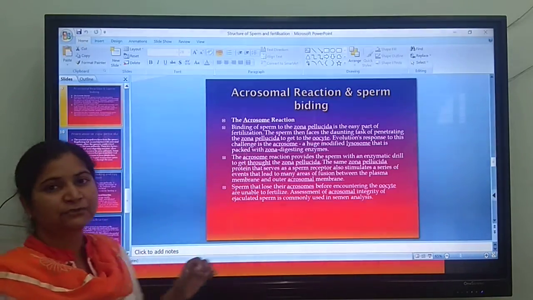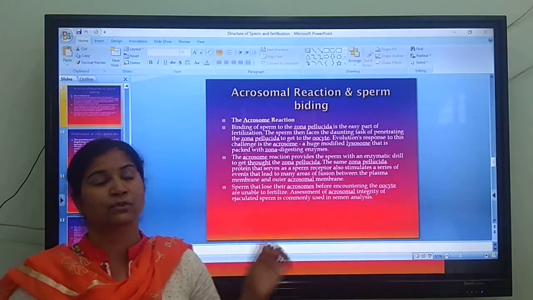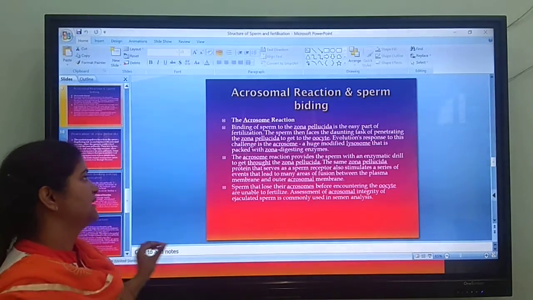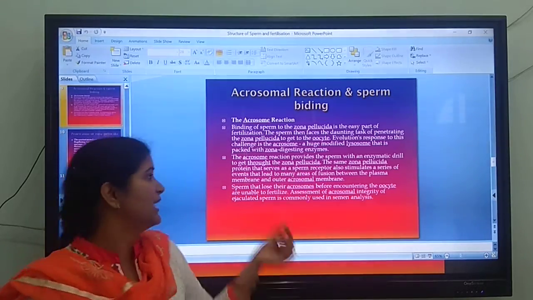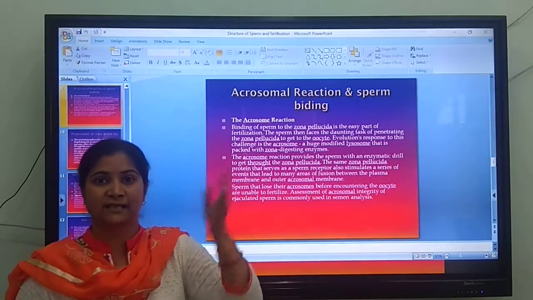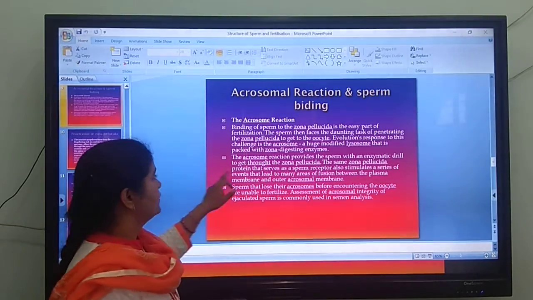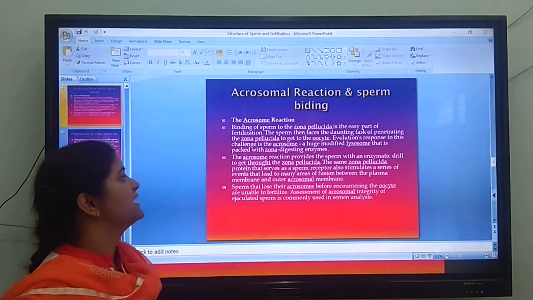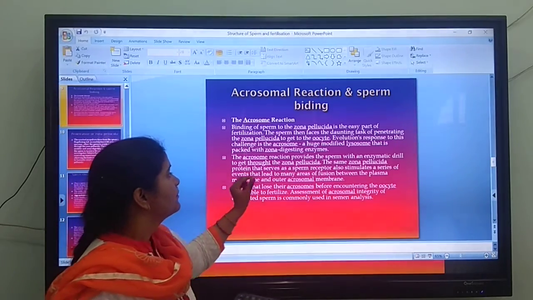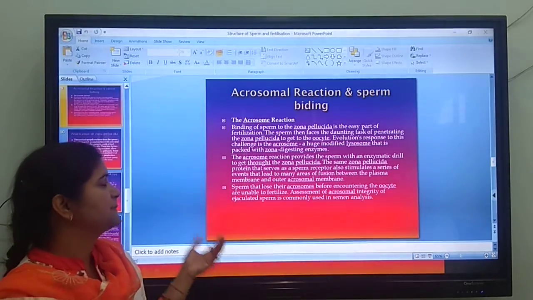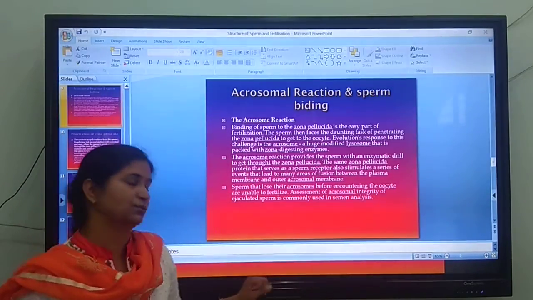Binding to the zona pellucida, or outer layer, is very easy, but to cross that zona pellucida layer is a little difficult. So the acrosome releases a huge amount of enzymes, and then it digests the zona pellucida, penetrates, and reaches further into the egg. The acrosome reaction provides the sperm with an enzymatic drill. It drills through the zona pellucida, and some of the proteins in the zona pellucida serve as sperm receptors and stimulate a series of events so that both cells fuse.